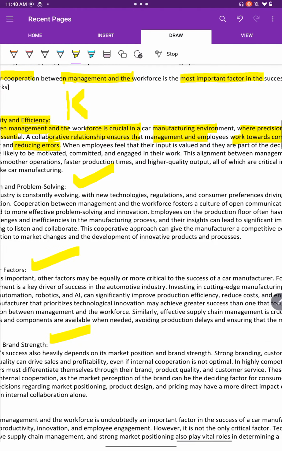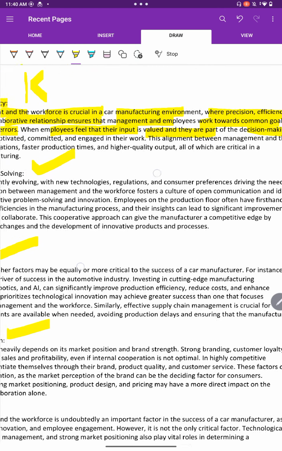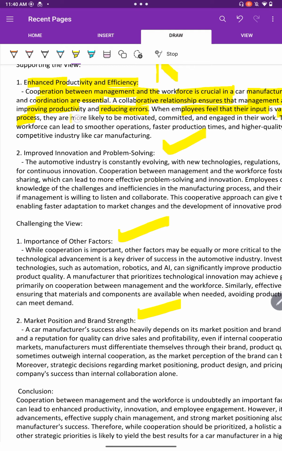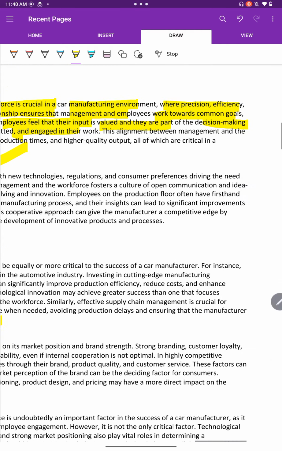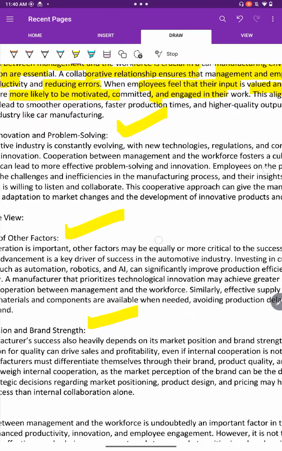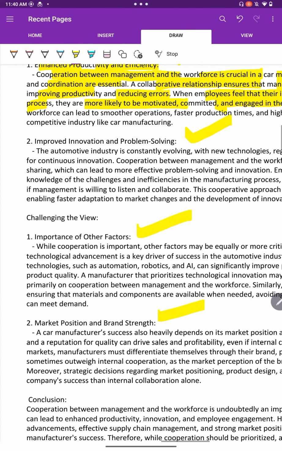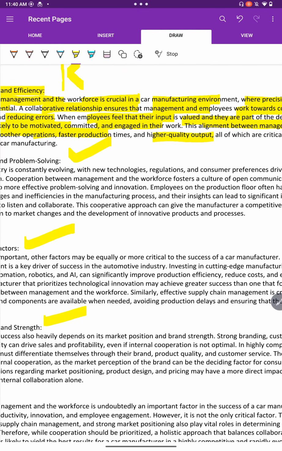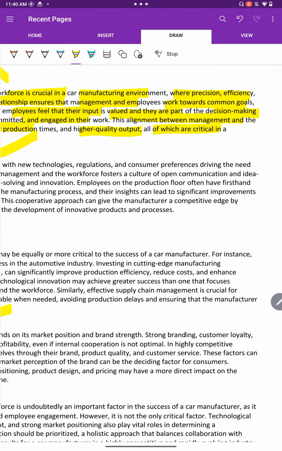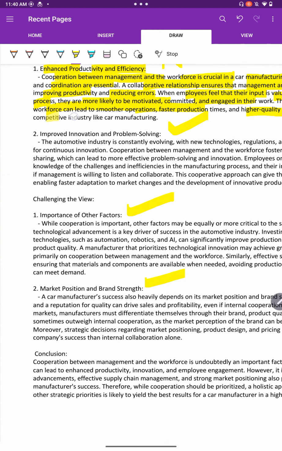When employees feel that their input is valued and they are part of the decision making process, they are more likely to be motivated, committed, and engaged in work. This alignment between management and the workforce can lead to smoother operations, faster production times, and high quality output, all of which are critical in a competitive industry like car manufacturing. As you can see, I have explained well and used some application points also.